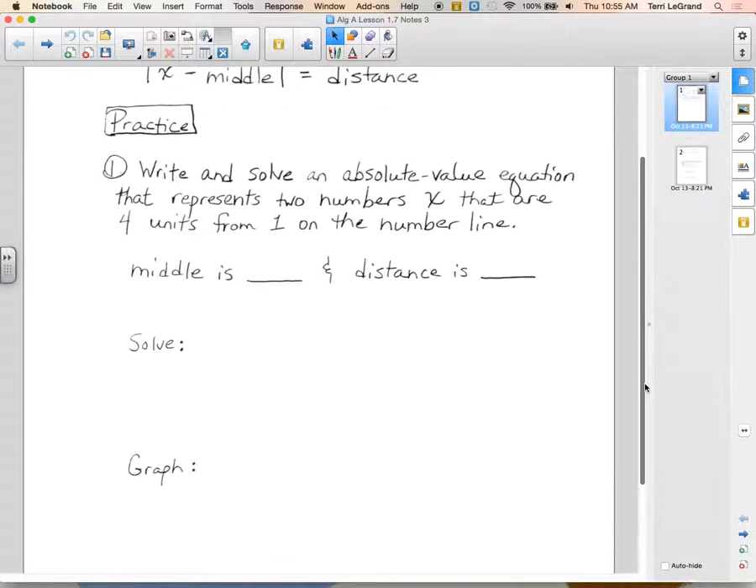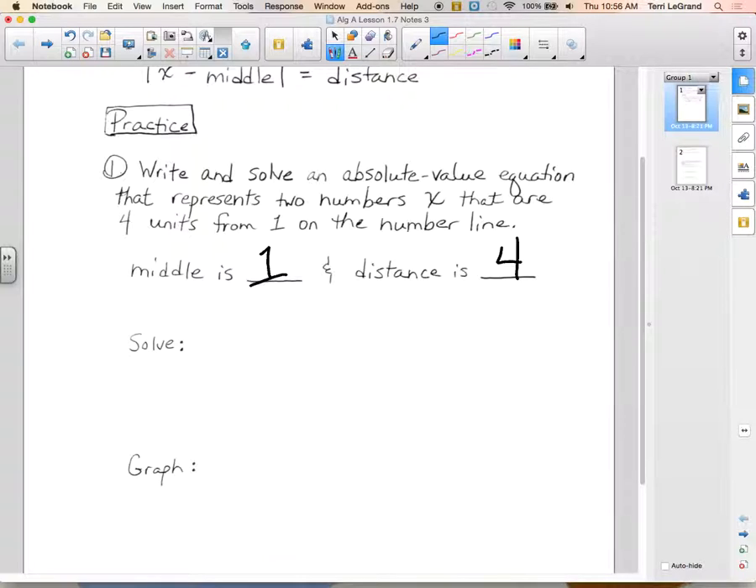Those are what we would consider the solutions. Okay, so what's the distance in this problem? What did we use as distance? 4. And what is the middle? The number that is equal distance from both of those numbers. What's the middle in this situation? 1. Yeah. So the middle is 1. That's where we want to start. And from there we want to go 4 units. So we already know the answer. We already know the solutions, but we're going to see if we can get an equation that would actually get us to those. An absolute value equation that would get us to them.